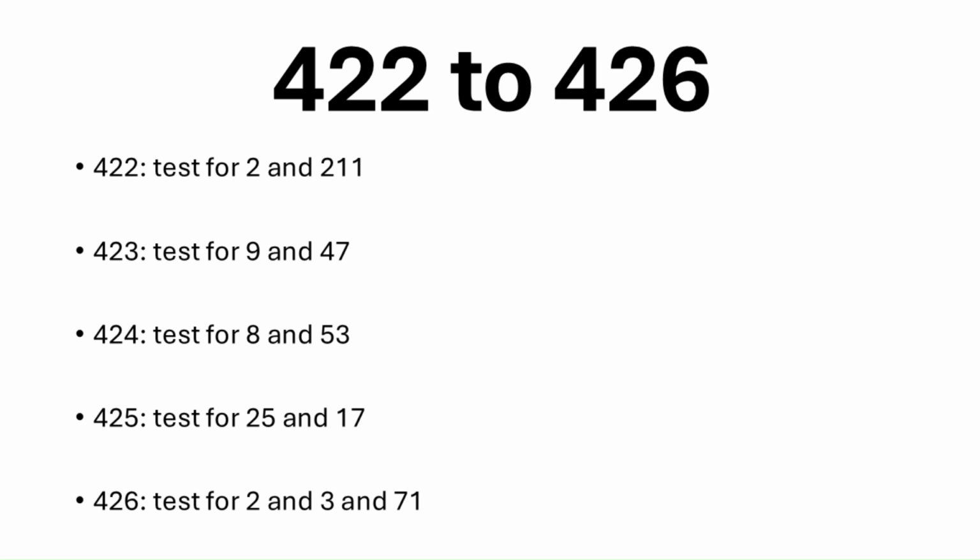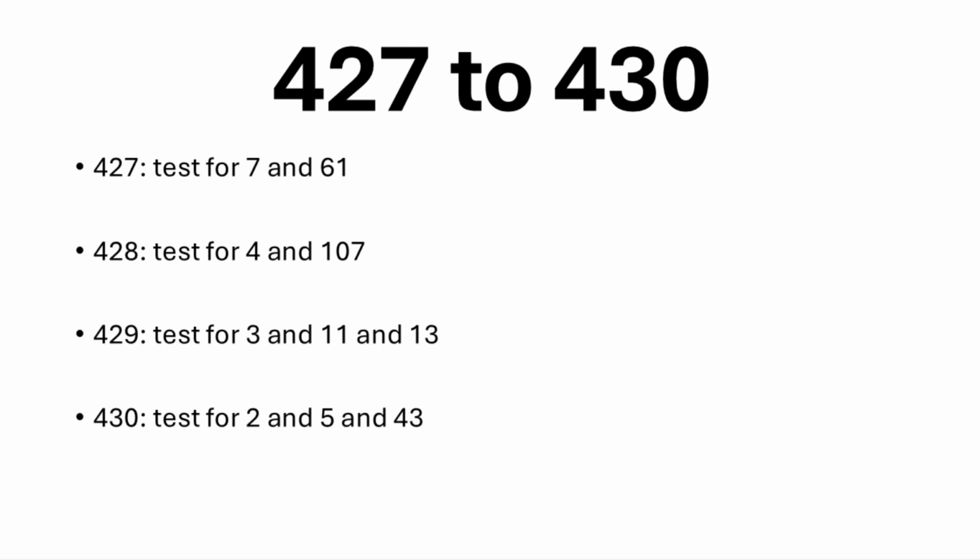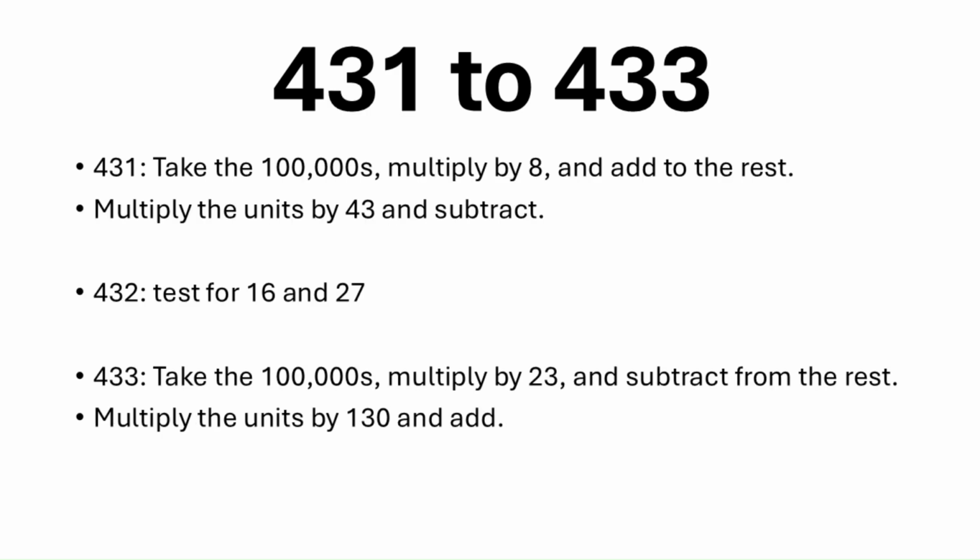426, test for 2 and 3 and 71. 427, test for 7 and 61. 428, test for 4 and 107. 429, test for 3 and 11 and 13. 430, test for 2 and 5 and 43. 431, take the 100,000s, multiply by 8, and add to the rest. Multiply the units by 43 and subtract.